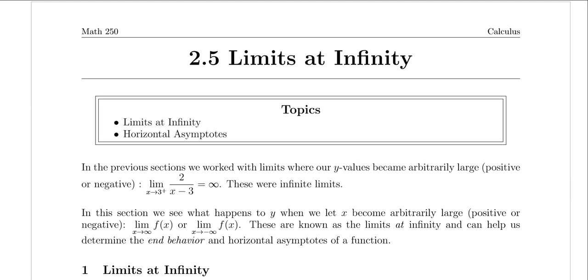Now, in the previous sections, we worked with limits where the y values were becoming arbitrarily large, either in the positive or the negative direction. So for example, if I gave you the limit as x approaches 3 from the right for 2 over x minus 3, we would get infinity. These ones were infinite limits.